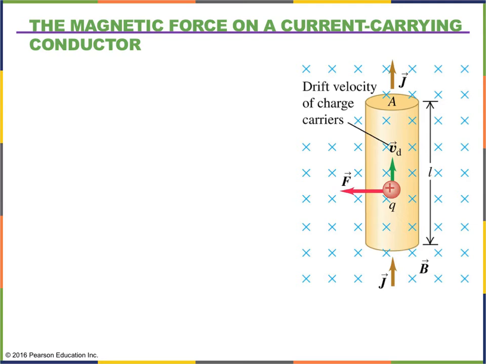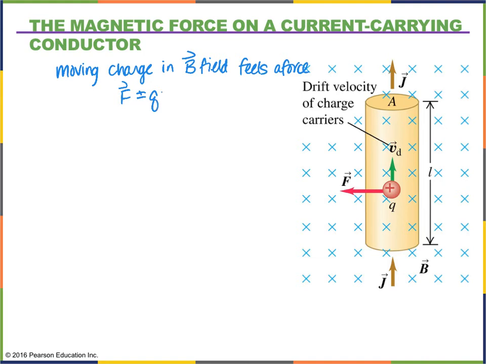The second thing, and really the last one, is it also turns out that if I put a wire that carries current in a magnetic field, it'll feel a force. Now, if you think about it, a moving charge in a magnetic field feels a force. And that force is given by Q, V, cross B. Well, current is just moving charge.